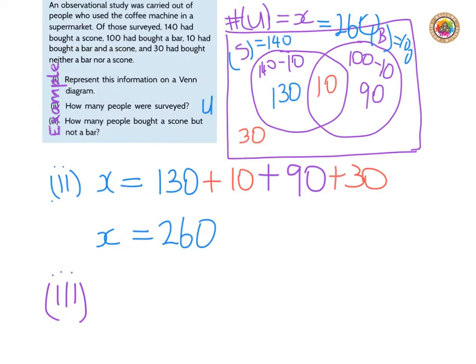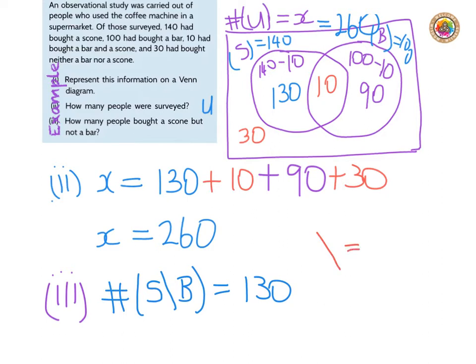And if we're to write that down mathematically, we would say the cardinal number of S without B is equal to 130. Okay, and so it's very important that we remember that this symbol here in sets equals without. So backslash means without.